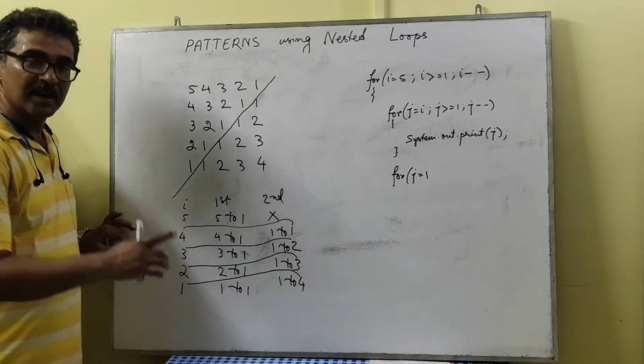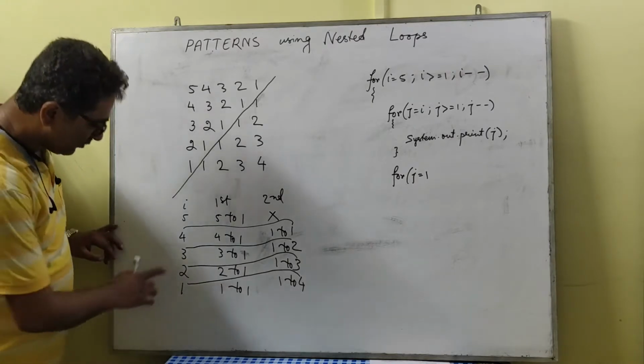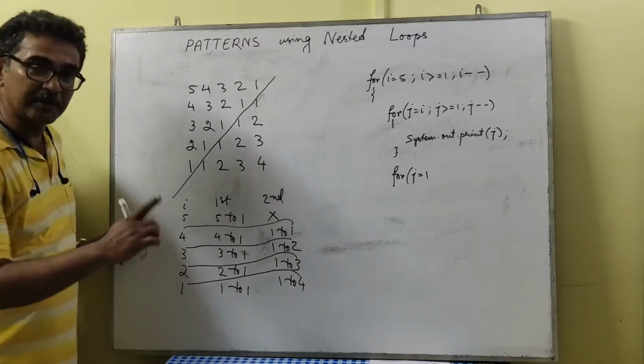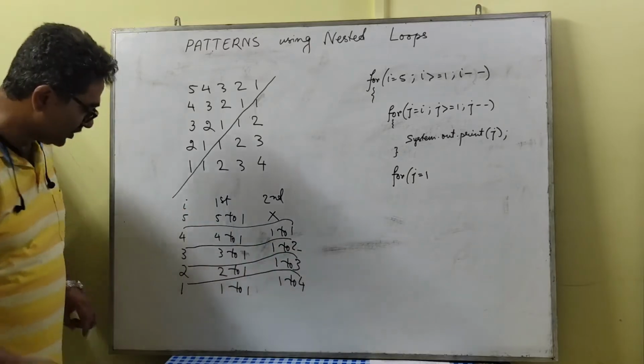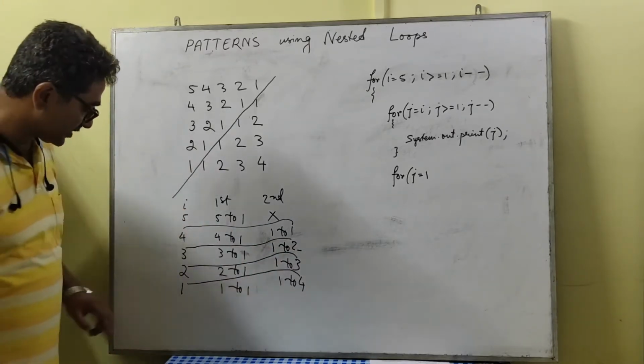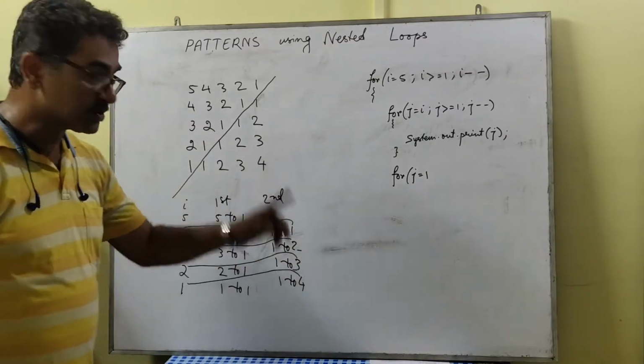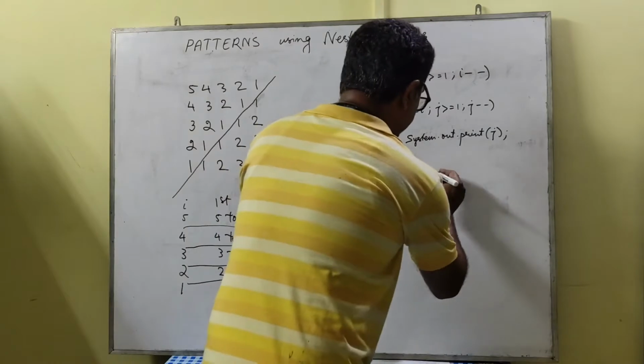Now look at this carefully. When I is 4, 5 minus 4, how much do we have? 1. When I is 3, 5 minus 3 is 2, so here we have 2. When I is 2, 5 minus 2 is 3, so here it is 3. When I is 1, 5 minus 1 is 4, so here it is 4. So it ends at 5 minus I.